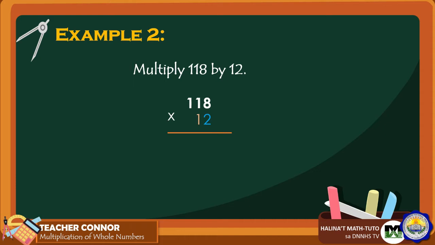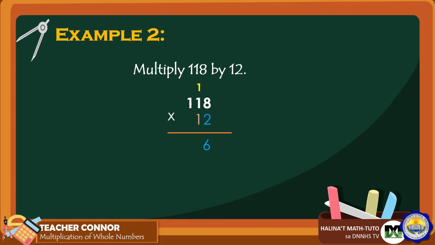Another example is 118 times 12. In this case, we need to multiply the multiplicand by a 2-digit multiplier. Here, we need to follow 3 steps. Step 1 is to multiply the digits of 118 by ones digit of the multiplier, which is 2. 1 by 1 from right to left. 8 times 2 is equal to 16. Write 6 and carry 1.